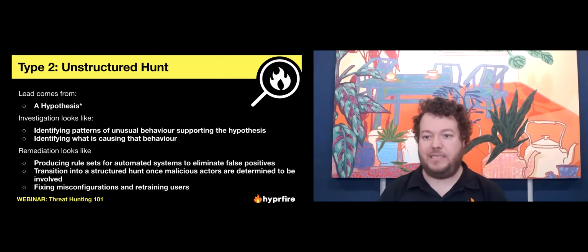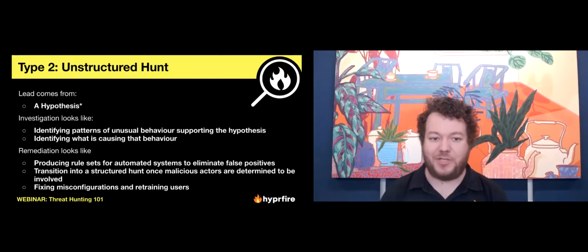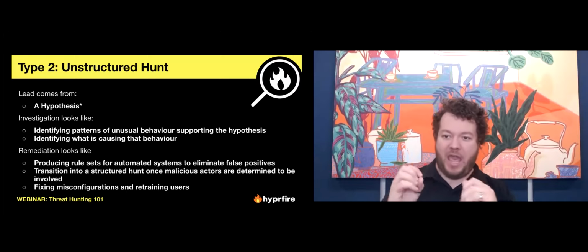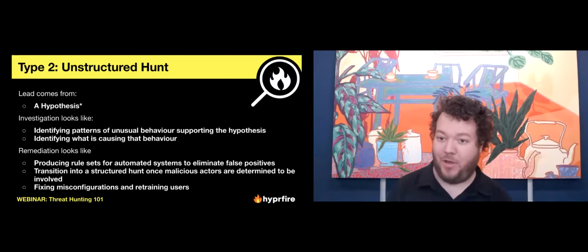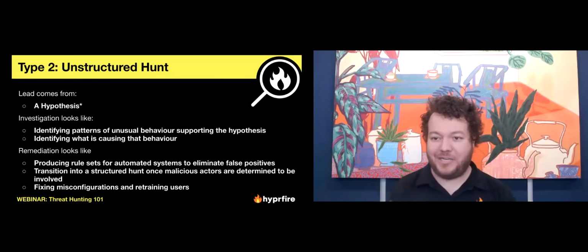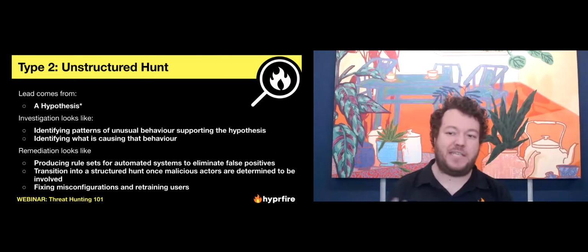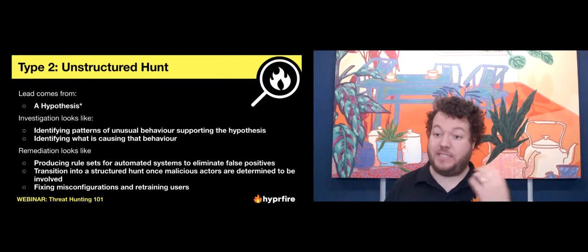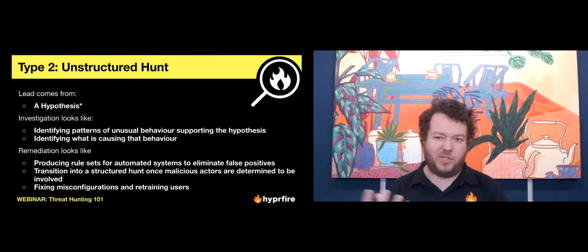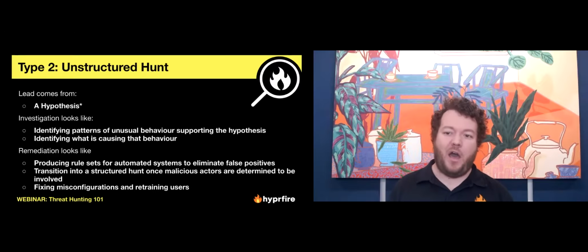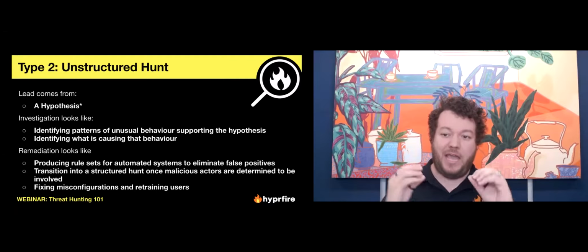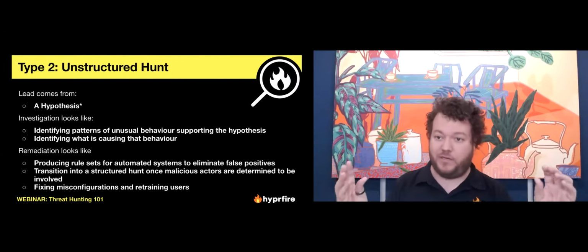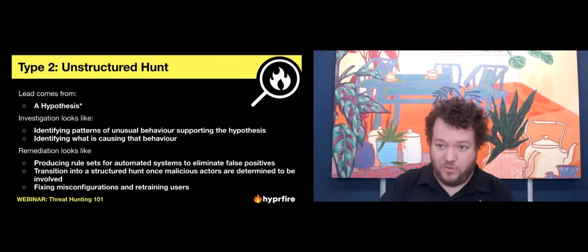The second type of hunt is the much more fun one, the unstructured hunt. A lead comes from a hypothesis. What's a hypothesis? Well, we'll get to it later, but essentially it is you have an idea that something is happening and you want to try and prove that, in fact, this is happening, or alternatively disprove that it is happening, right? It's a very semi-scientific approach to things where you're going, okay, I think this might be happening. How do I prove it or disprove it? And if you can prove it, well, now you know something is happening.